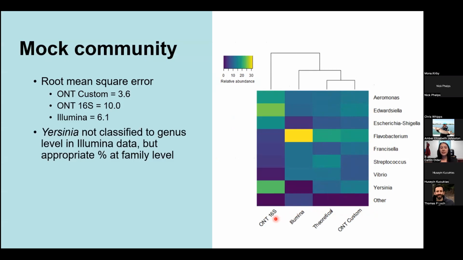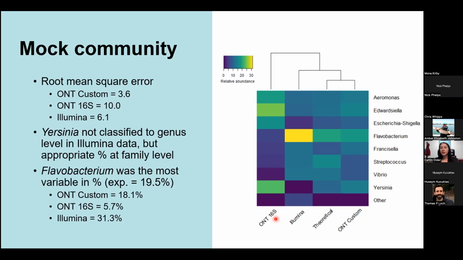An important finding was that Yersinia was not classified to the genus level in Illumina data, but it was present at an appropriate relative abundance at the family level. So this reflected an issue with classification, or perhaps with this region not covering a part of the sequence that is different enough between different bacteria of the Yersiniaceae family.